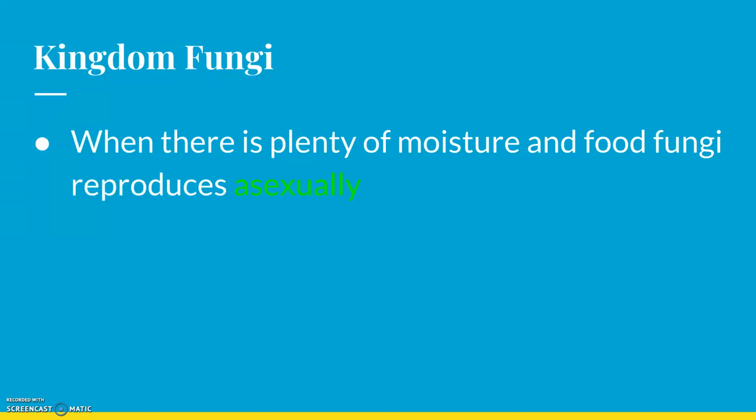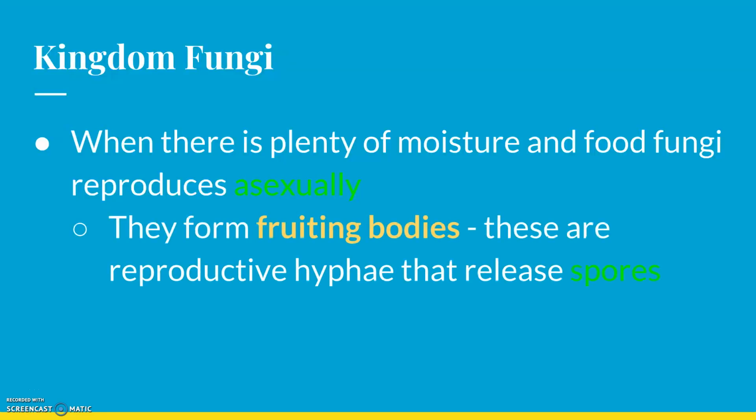When there is plenty of moisture, when it has just rained or something like that, mushrooms actually prefer to reproduce asexually. Remember that A here means not sexually. So there's no kissing, there's no dates, there's no candles, there's no steak, no lobster, nothing like that. They actually just bud off and reproduce all by themselves. They form fruiting bodies. These are the reproductive structures that release the spores.